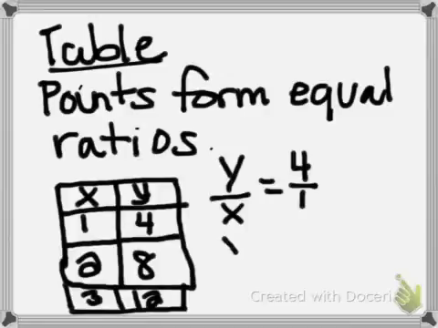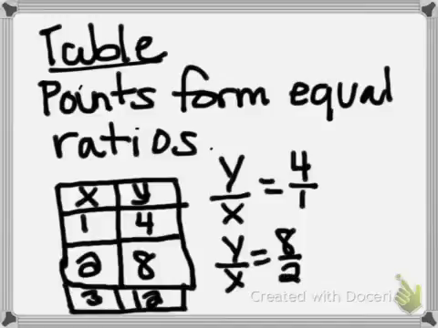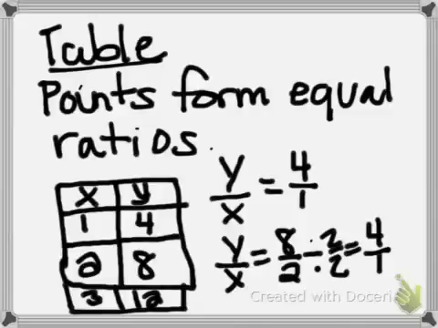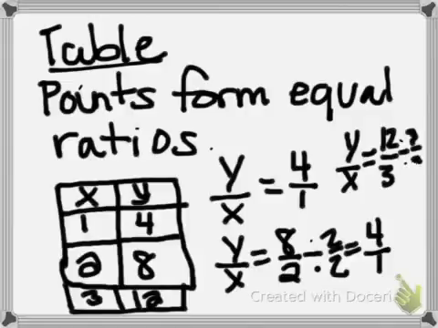The next set, Y over X, I go 8 over 2. Again, I realize that's improper, but I still want to keep it that way. 8 and 2 share a common factor, which is 2. I'm going to divide them both by 2, and I get 4 over 1. If you'll notice, 4 over 1, 4 over 1, so far I have the exact same ratio. So now I'm going to take my last set and go Y over X, which is 12 over 3. If I divide them both by 3, then I'm going to get 4 over 1.